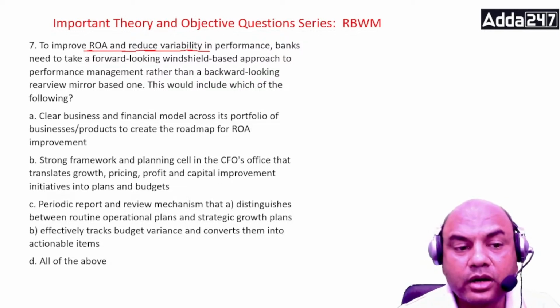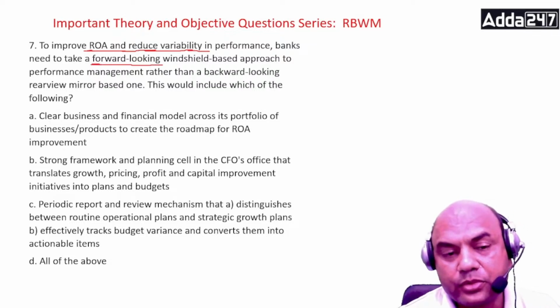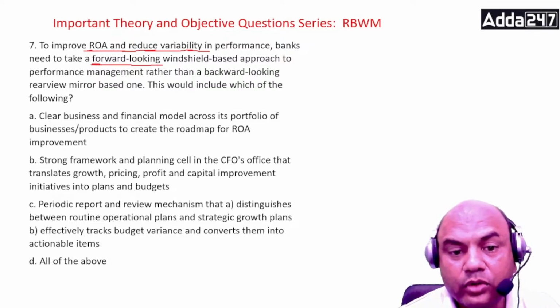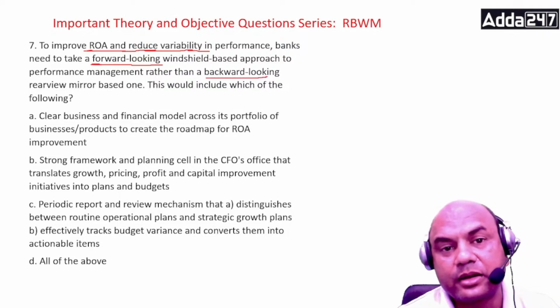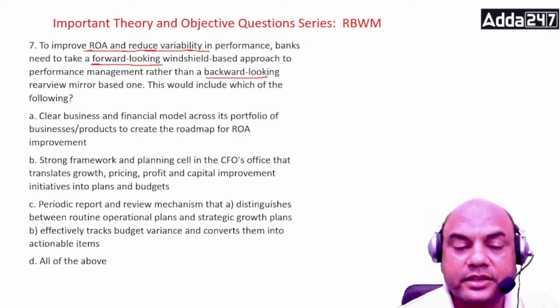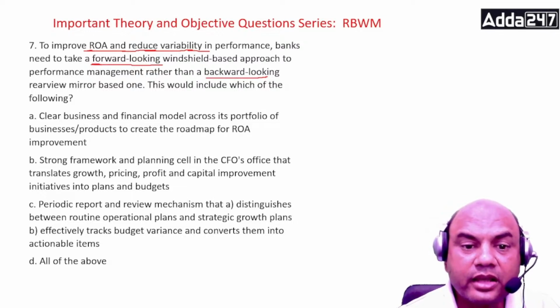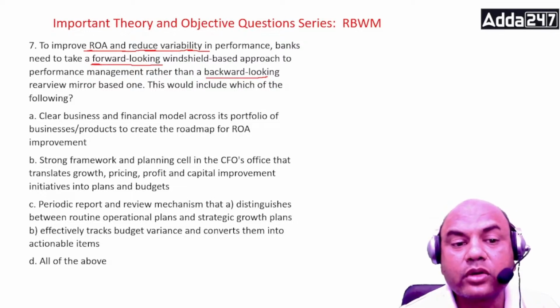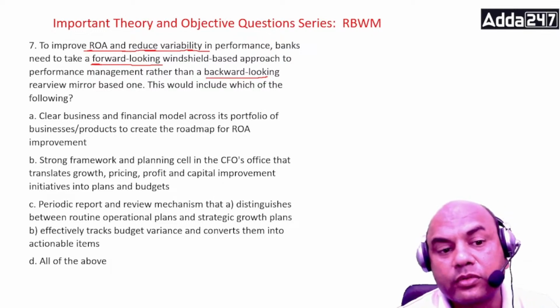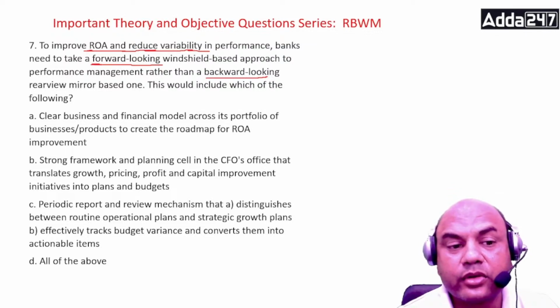Banks need to take a forward-looking, meaning future-looking, approach, rather than a backward-looking approach, meaning just looking at the history of my profitability in the last 10 years or last 5 years. Rather than looking at this, how can I do something out of the box and focus so that I can have higher ROA than whatever I have achieved earlier.